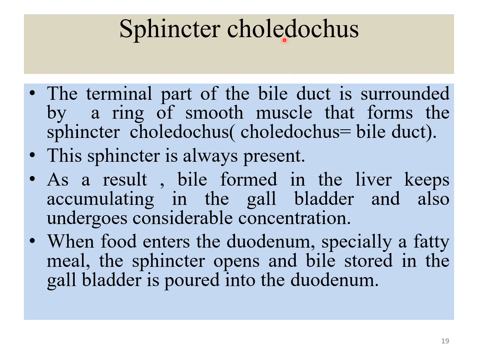About the sphincter choledochus. Choledochus means bile duct. The terminal part of the bile duct is surrounded by a ring of smooth muscle that we have seen in the previous picture. It forms the sphincter choledochus. This sphincter is always present. As a result, the bile formed in the liver keeps accumulating in the gallbladder and also undergoes considerable concentration. When food enters the duodenum, especially a fatty meal, the sphincter opens. Which sphincter? The sphincter choledochus opens, and the bile stored in the gallbladder is poured into the duodenum.